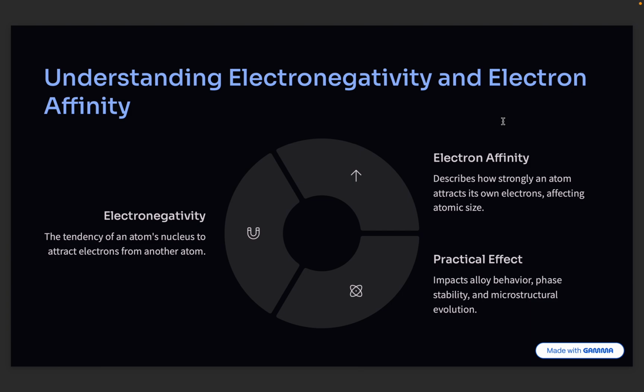Electronegativity is the tendency of an atom's nucleus to attract electrons from another atom. Electron affinity describes how strongly an atom attracts its own electrons, affecting atomic size. If a material has more electron affinity, its size must be smaller because it attracts its own electrons. That's why. Let's move on.